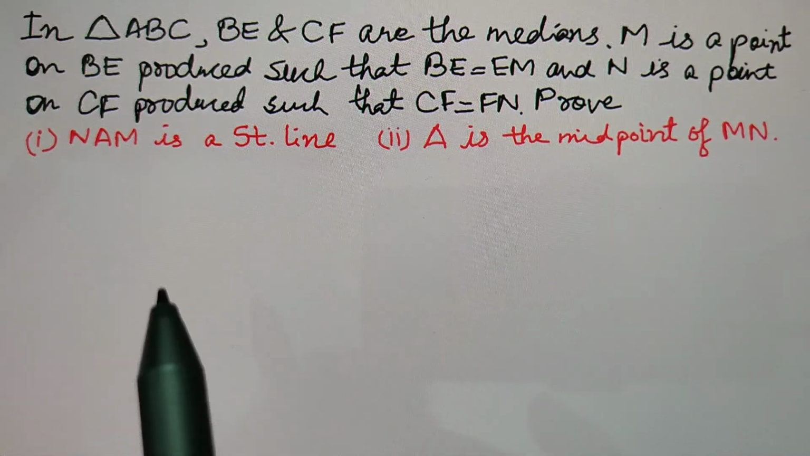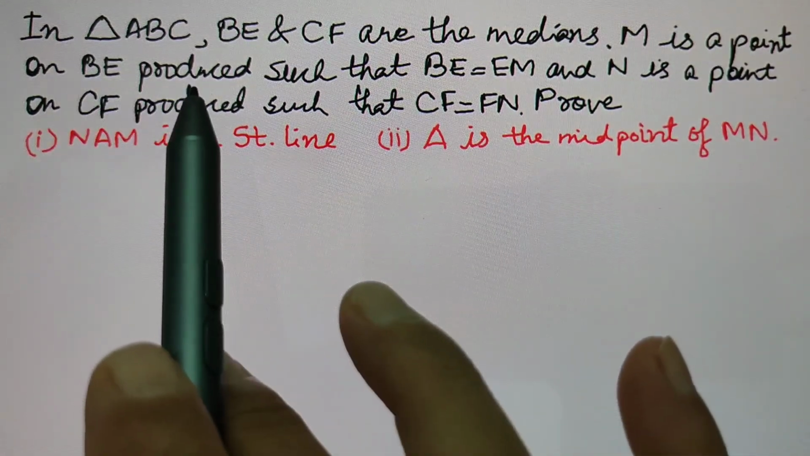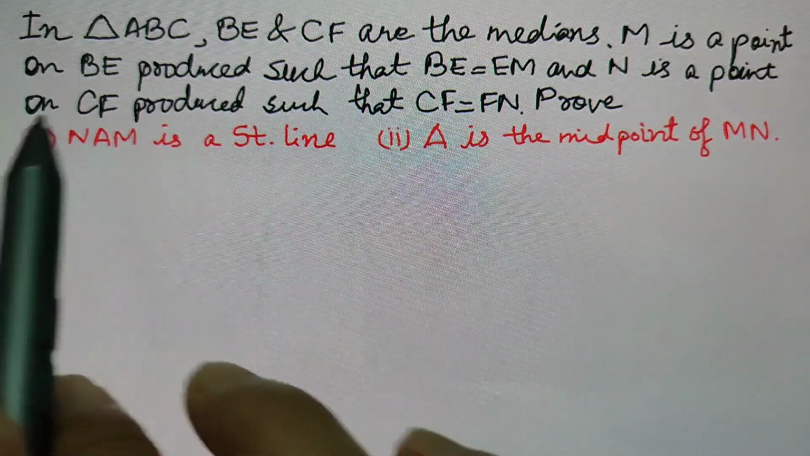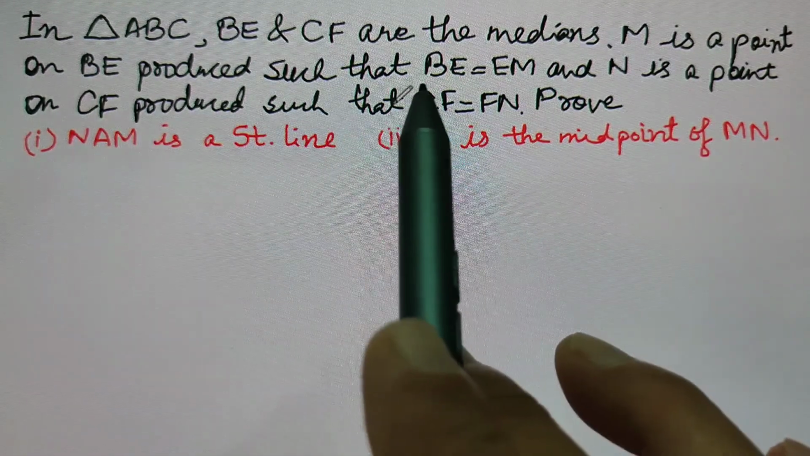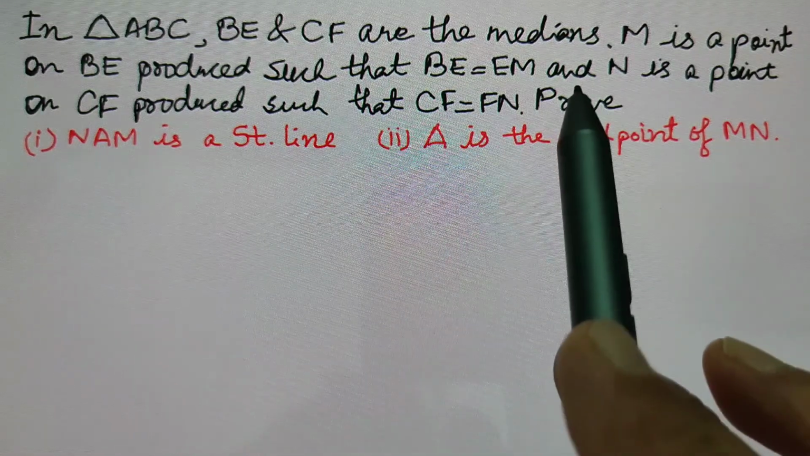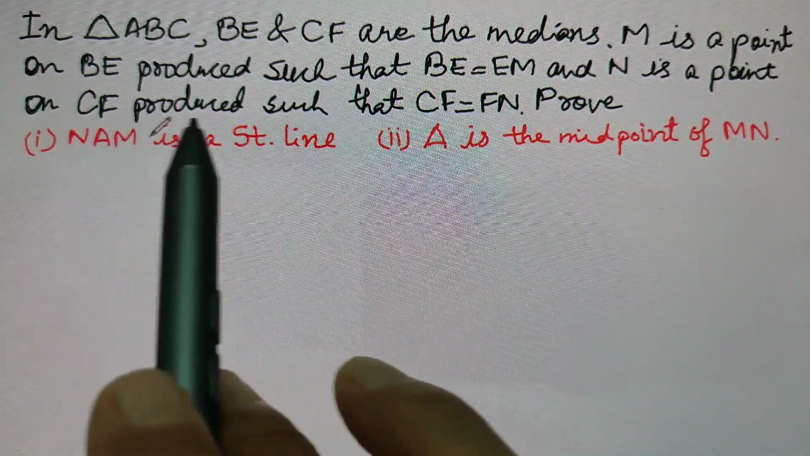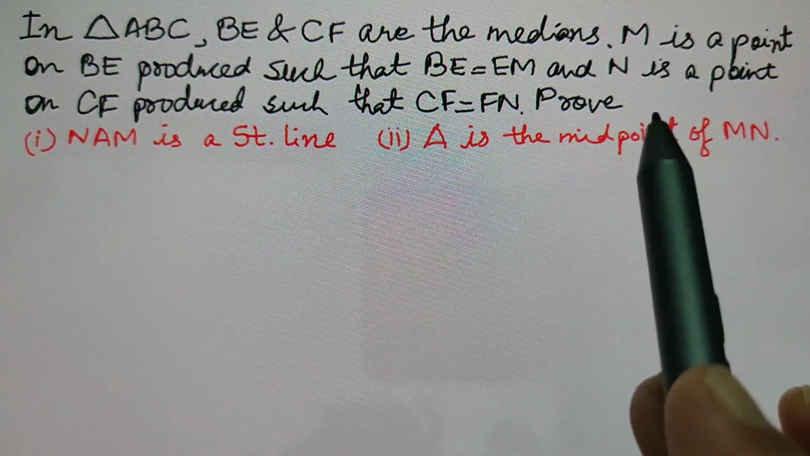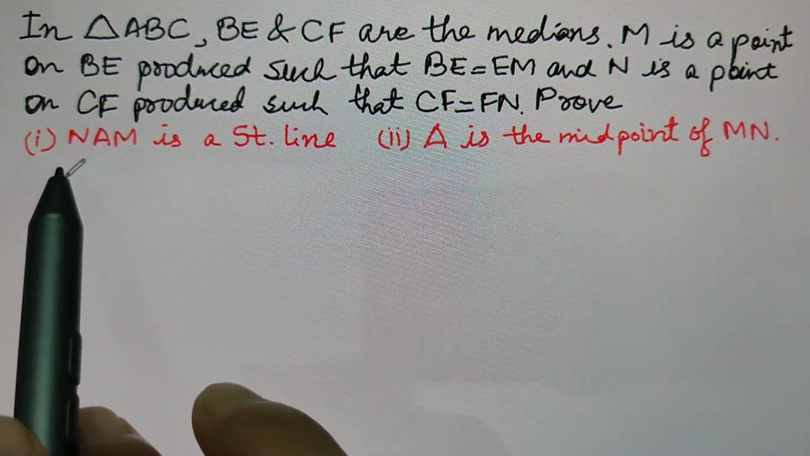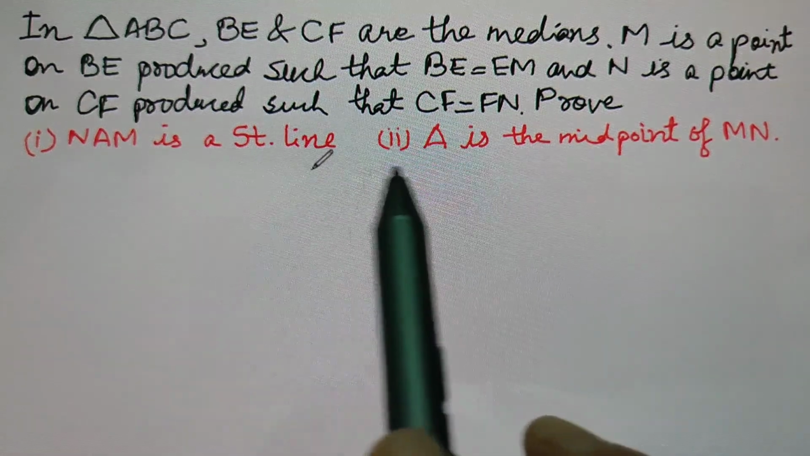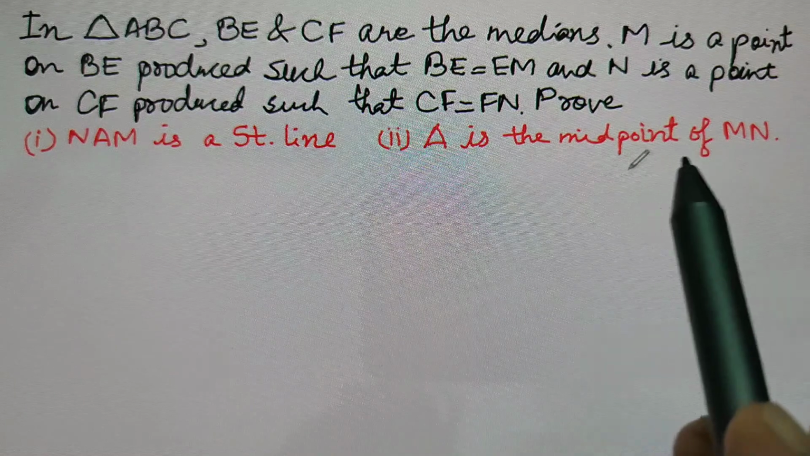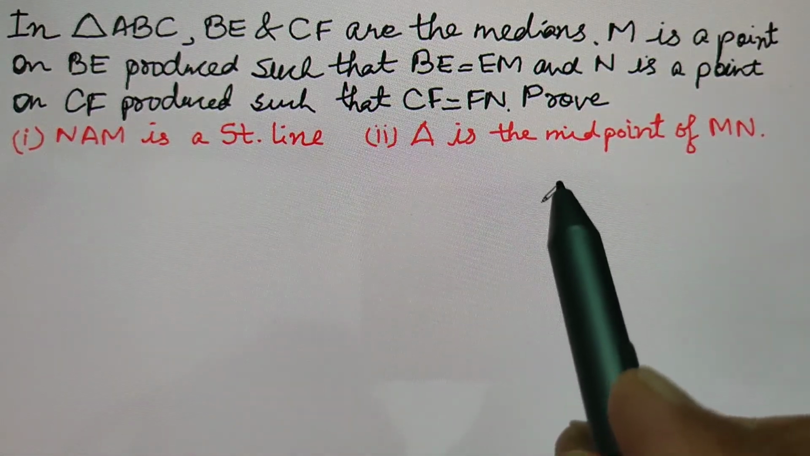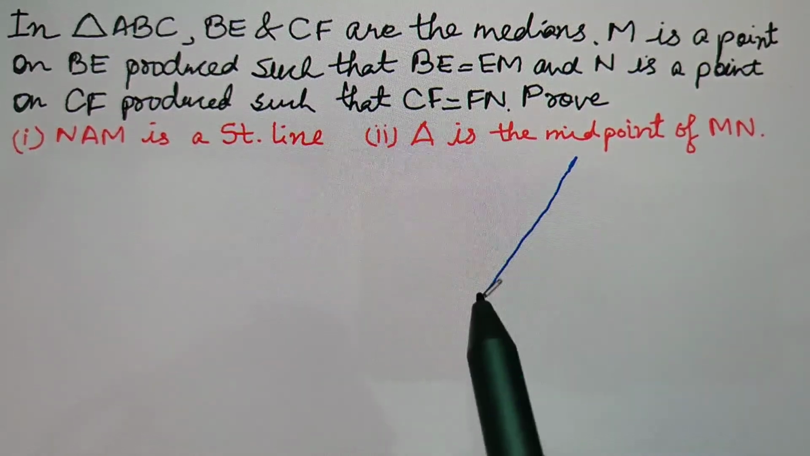Yeah, let's see the next question. In triangle ABC, BE and CF are the medians. M is a point on BE produced such that BE is equal to EM, and N is a point on CF produced such that CF is equal to FN. Now what we have to prove here is NAM to be a straight line and A to be the midpoint of MN. Okay, firstly let us draw the diagram of the given question.